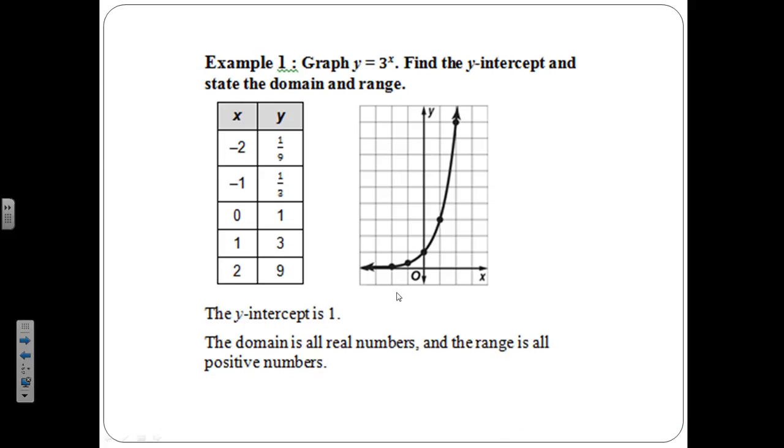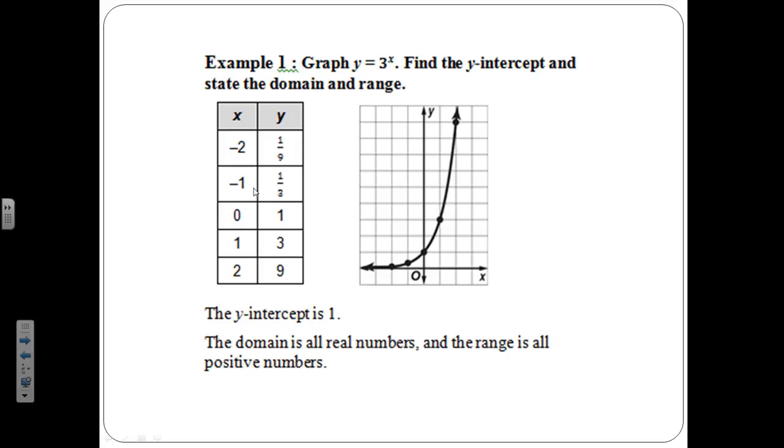So we're going to take a look at example 1. We want to graph y equals 3 to the x, and we also want to find the y-intercepts and then state the domain and range. So first to graph, we always want to make a table. For the x values, they picked -2, -1, 0, 1, and 2, but really you can pick any x terms you want.